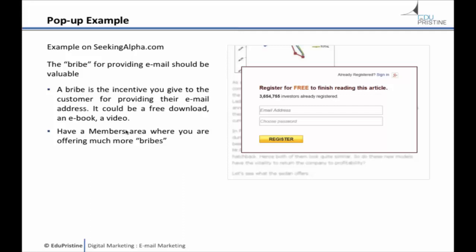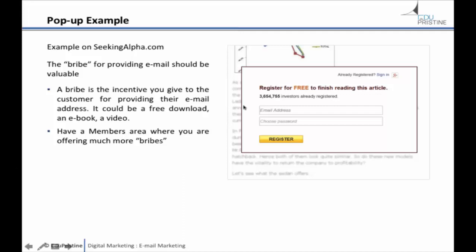Have a members area where you're offering much more bribes. You can also say that, hey, if you register yourself, you get much more exclusive content that only members have, not anybody else. So go ahead and register yourself. This is an example of a pop-up.